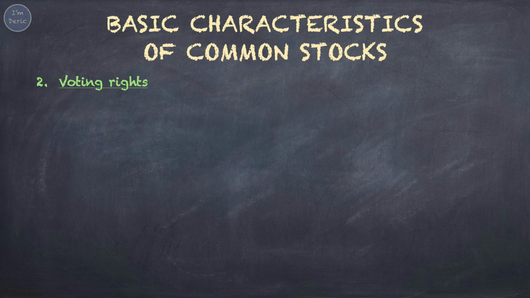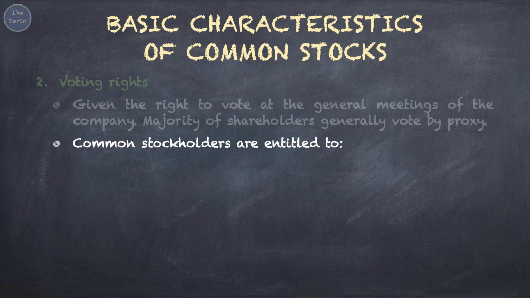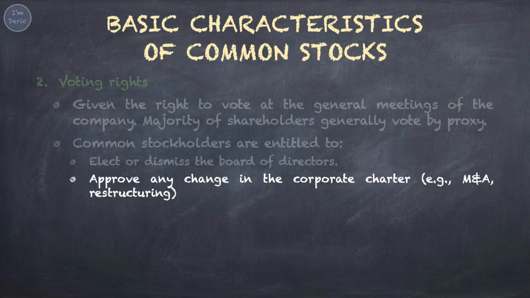Second, voting rights. Common stockholders are given the right to vote at the general meetings of the company. But the majority of the shareholders generally vote by proxy. Proxy means signing over to delegate the voting rights to someone else. Basically, common stockholders are entitled to elect or dismiss the board of directors, approve any change in the corporate charter, for example, M&A, merger and acquisition, and restructuring.